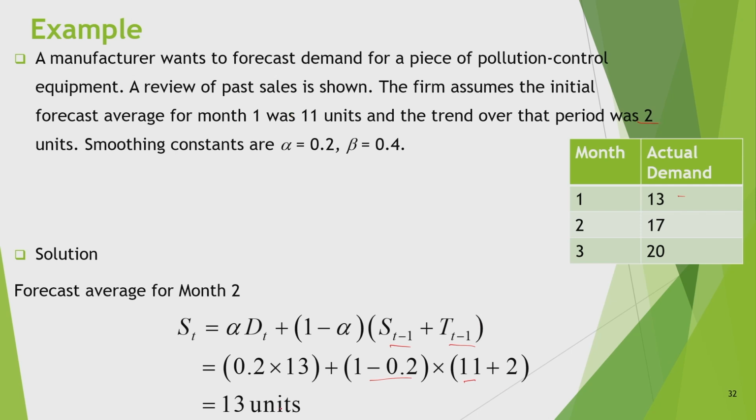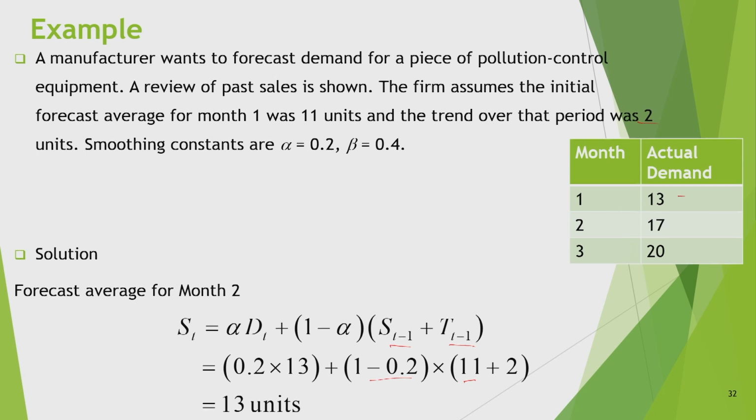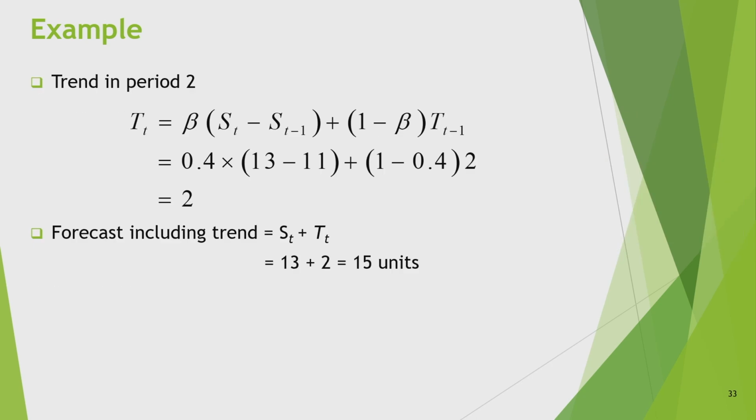So, we added 2. So, this became 13, and the trend in period 2, tt, will be beta into st minus st minus 1, plus 1 minus beta into tt minus 1. So, this will be 0.4, beta is 0.4, and we put these values. So, trend came 2 only. Therefore, forecast including trend came out to be st plus tt, that means 13 plus 2 units, that means 15 units. Okay, so that has been done.